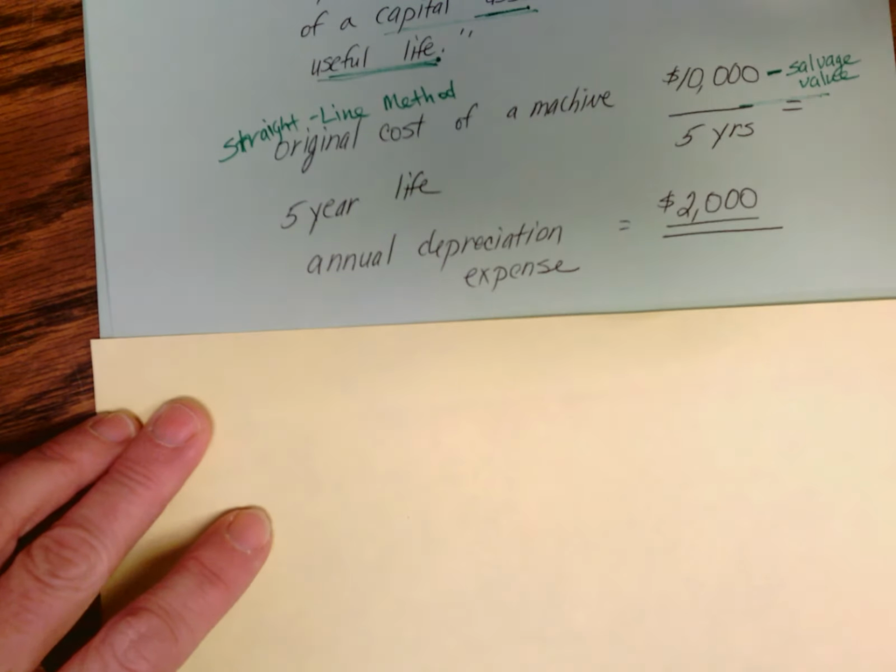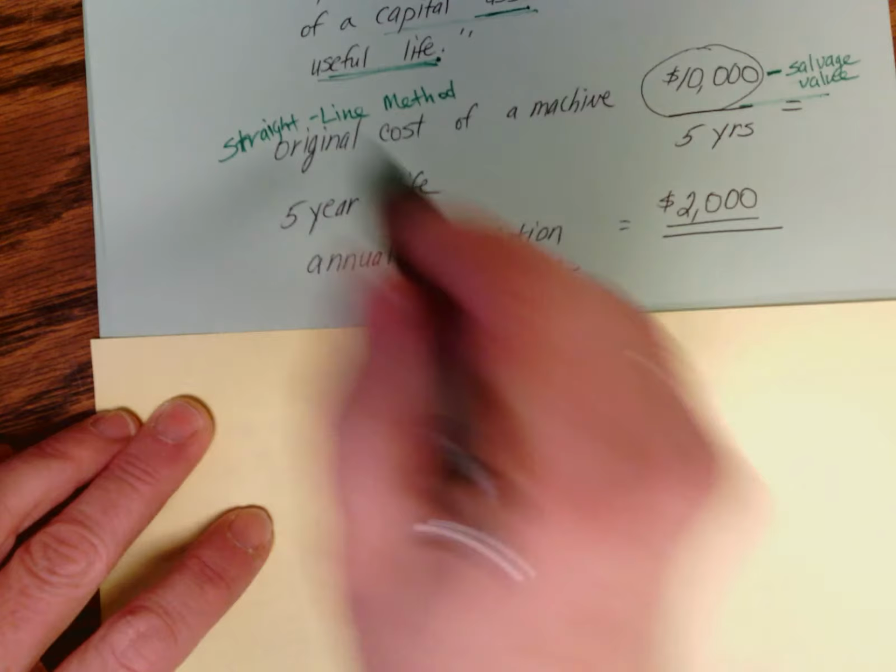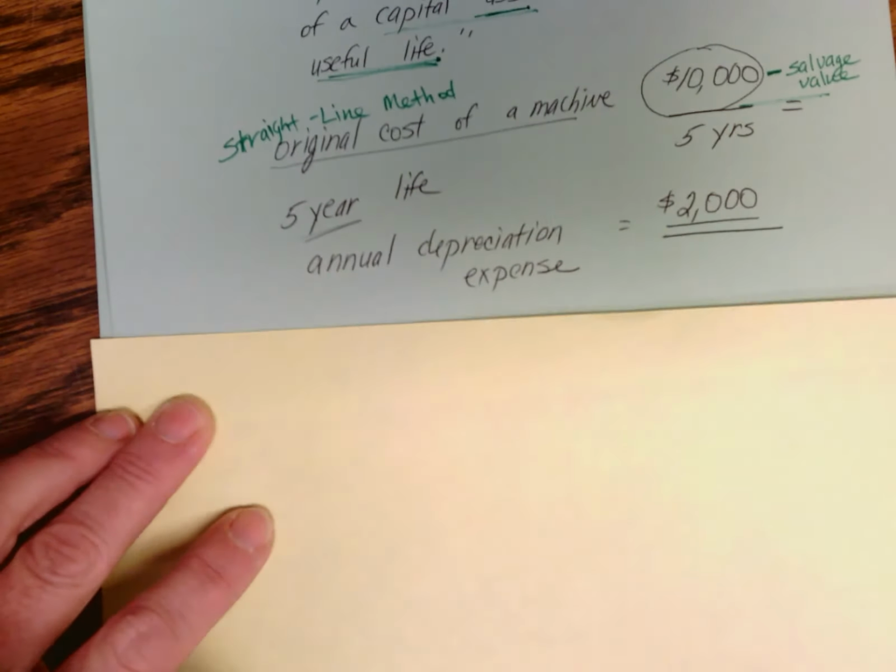If the asset is expected to be sold at some point in the future for a salvage value, you estimate how much that asset will be sold for, then subtract that from the original cost, and then divide that result by the asset's useful life. So again, the business definition of depreciation is just the allocation of the initial cost of a machine over some useful life.